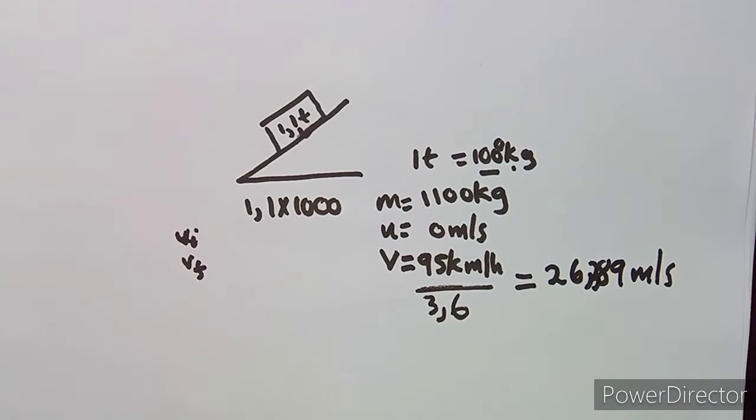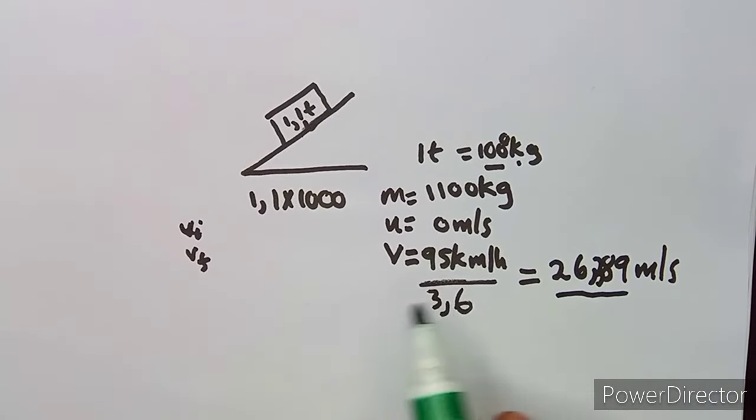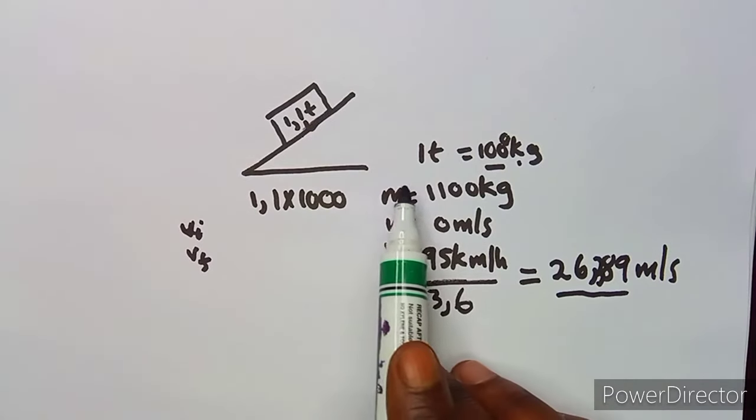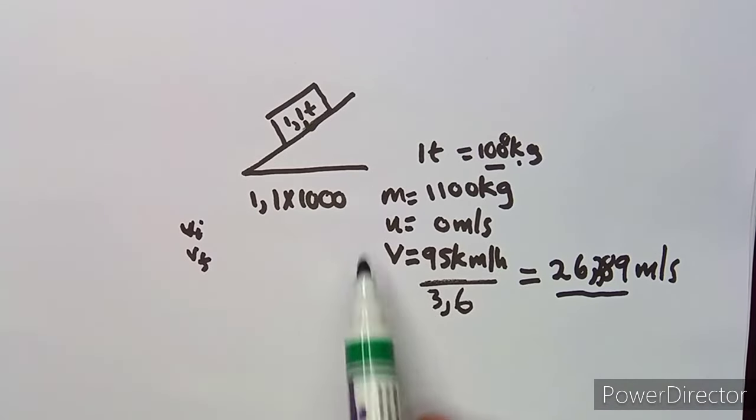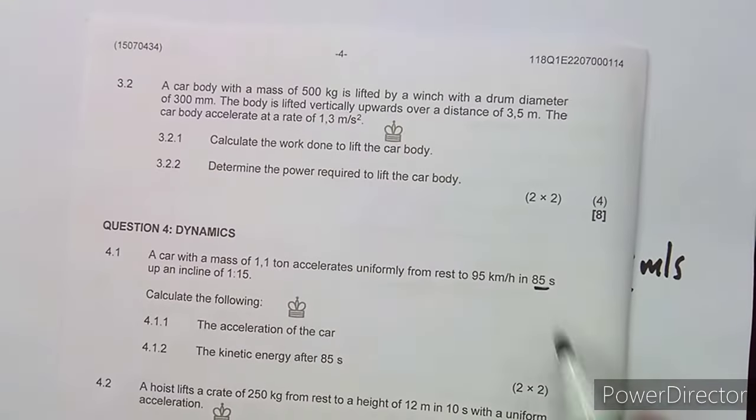So take note, guys, about these values. You have to cross-check properly. It's because of the light that I'm using. I'm having too much light, so the calculator is not going to show properly, but this is the value that you're going to obtain: 26,389 meters per second.